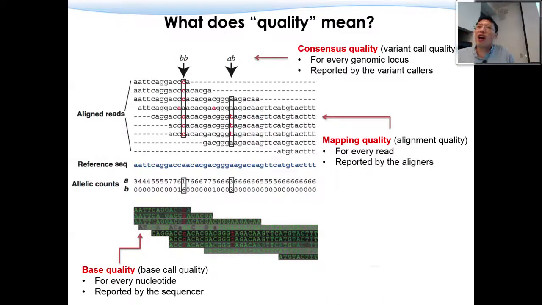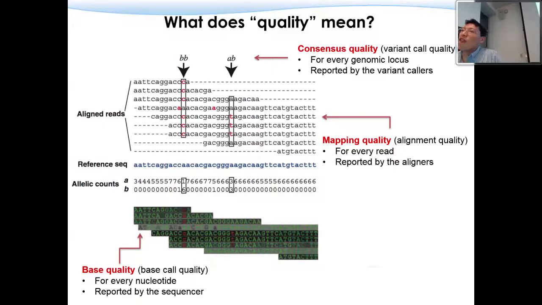The third level of quality is called consensus quality. We have many different reads, and for each individual genomic location there is a call saying here is a homozygous variant, and here is a heterozygous variant. How confident am I that this is a variant? This is called consensus quality. Given all three together, that is the evaluation of DNA sequencing quality.